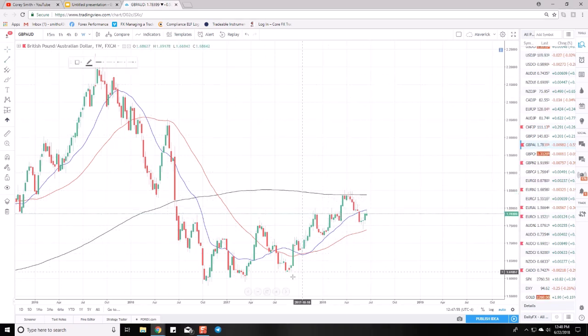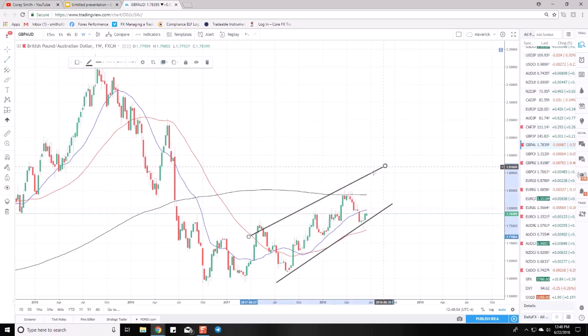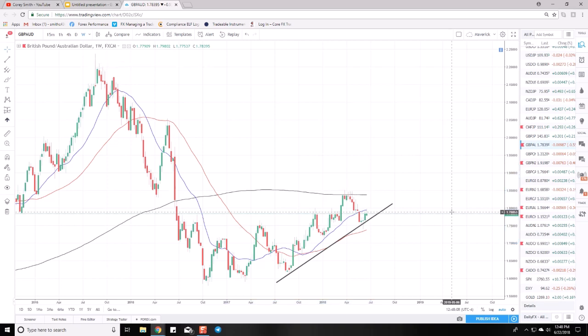I could draw a somewhat rough trend line here, and that could show us the trend, right? Might be able to throw somewhat of a trend channel in here, right? So this is showing us an uptrend. So based off the weekly chart, if you were trading on the 4-hour time frame, you could be looking for longs now because it's in an uptrend.